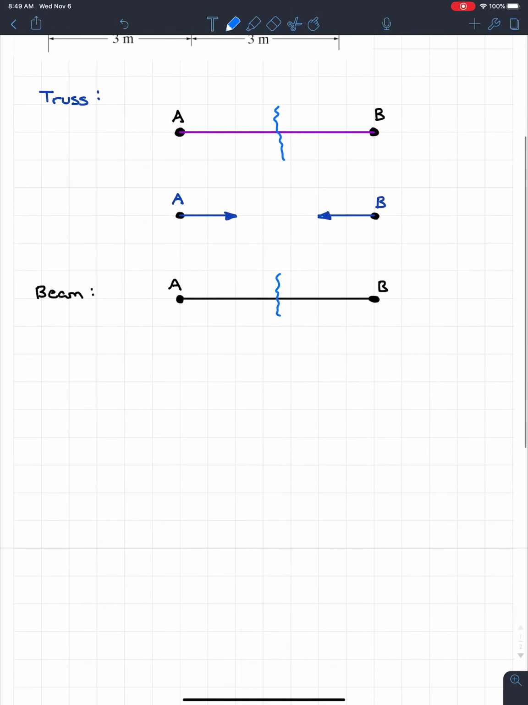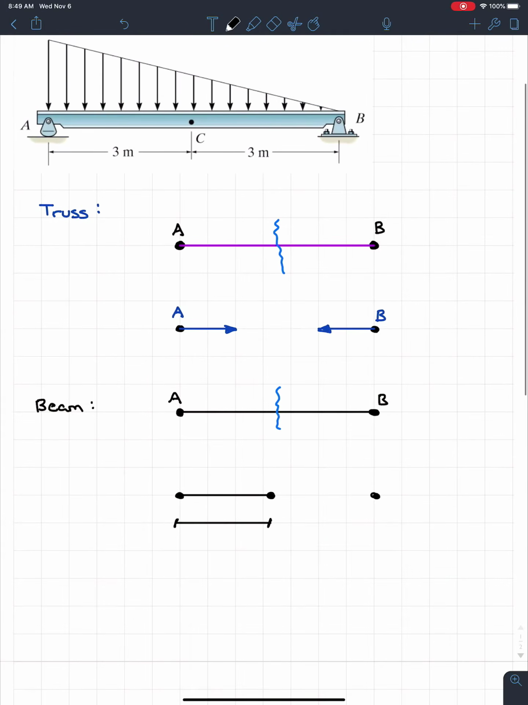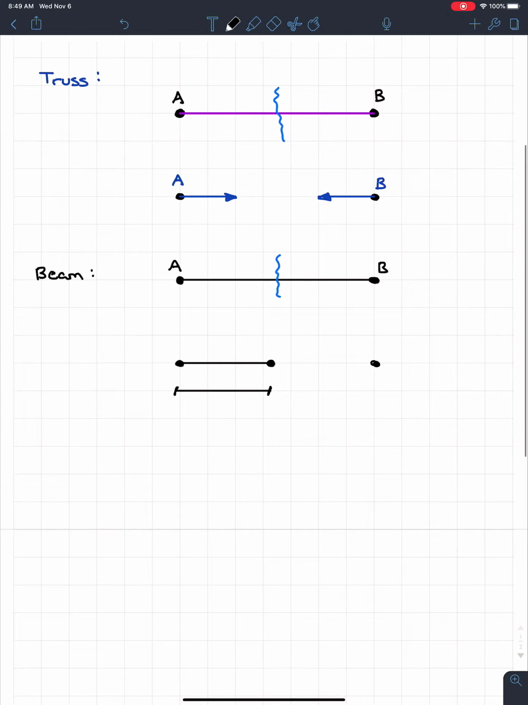But now what's going to happen is when we look at A and B, something special is going to happen. The first is we have to include the distance of the cut, like this. So for the trusses, as you see, once we cut it, we just put two forces on our points. We don't care about the length of those forces or anything like that. But now when we cut the beam, we're going to actually have to care.